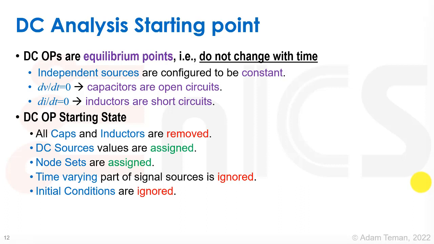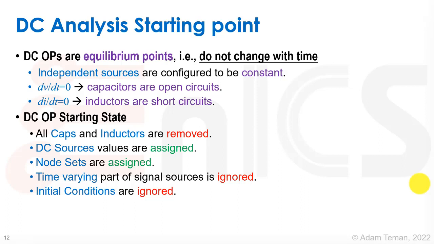So all the caps and inductors are removed. That's what we just said, that they're open circuits or short circuits, and therefore we can just remove them. The DC source values are assigned. So again, these independent sources get some sort of a DC value. Then we use node sets, which we'll be discussing later. That's an important part of a DC operating point.